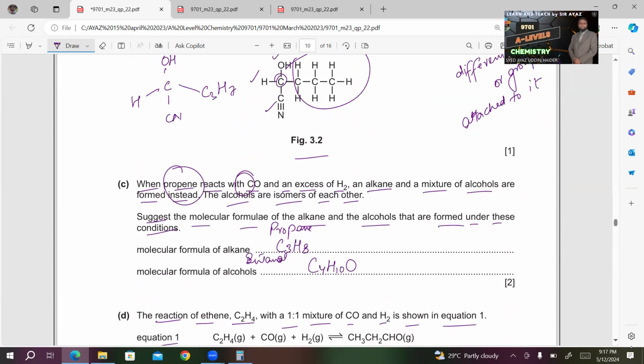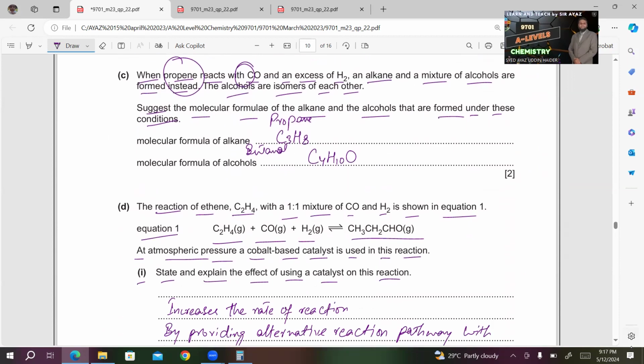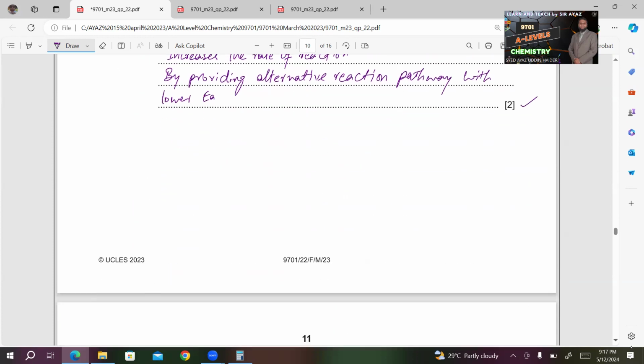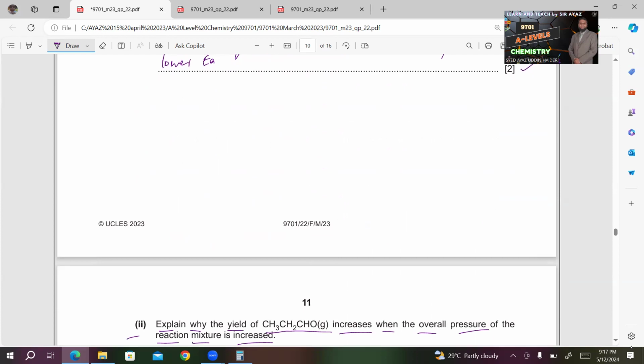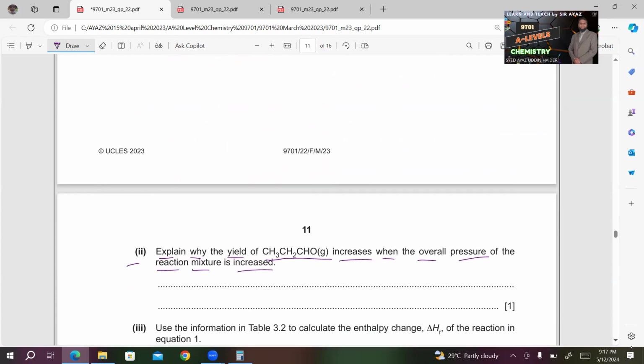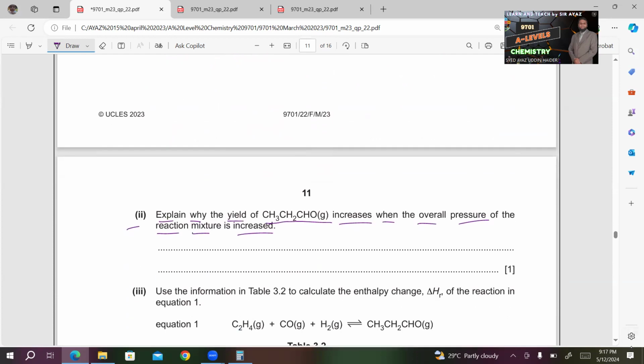If you look at this equation, let's count the number of moles of gases. On the reactant side, what do you have? 1 plus 1 plus 1, which means it's 3. On the product side, it's 1. So there's a less number of moles on the product side. So definitely, due to this reason, equilibrium shifts to the product or right-hand side.